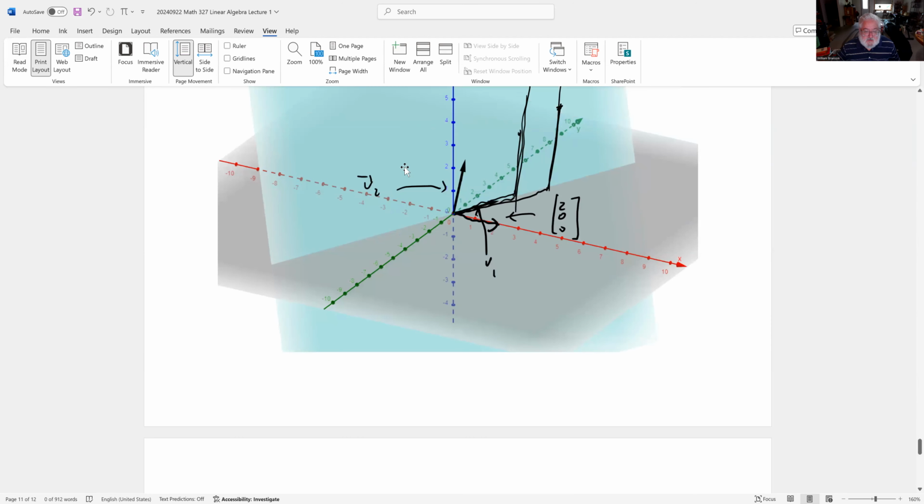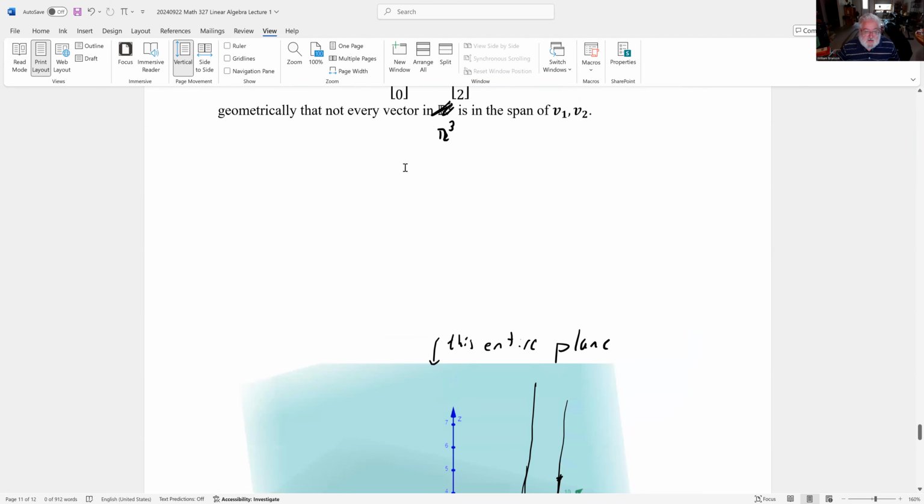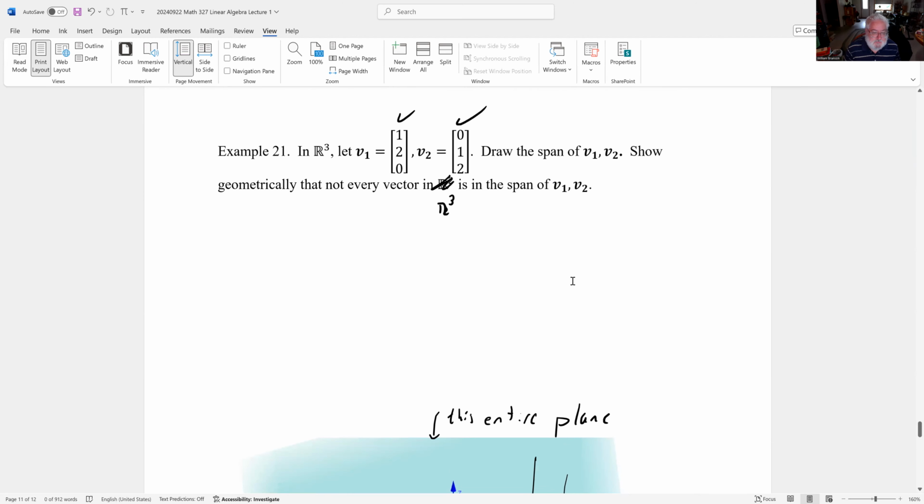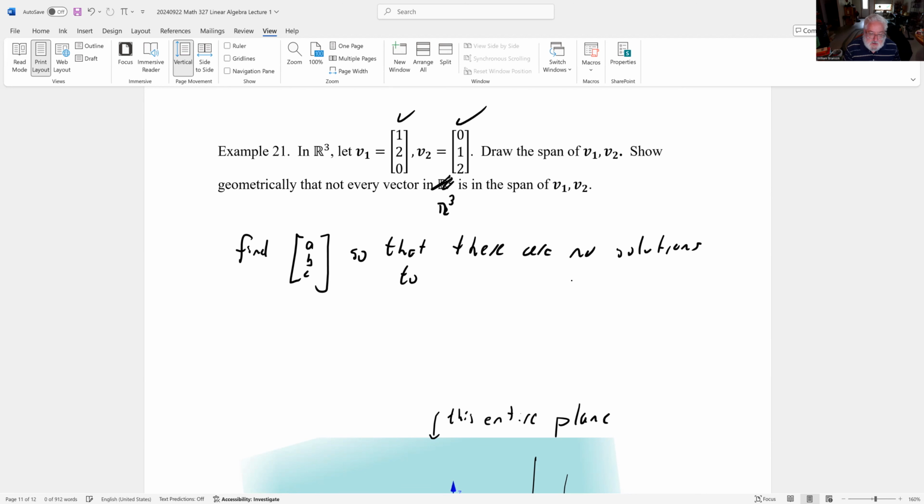So what's a vector that's not in the span? How do you do that? So here's our vectors. We want to find a vector ABC so that there are no solutions to the equation ABC equals K1 times V1 plus K2 times 0, 1, 2.